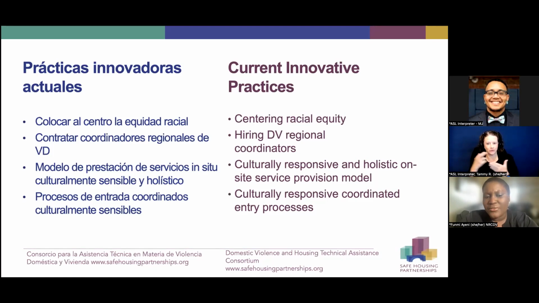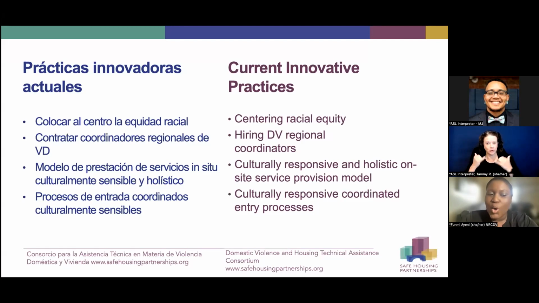And some evidence from the Los Angeles Domestic Violence Regional Coordinator Pilot Program conducted in 2016 showed that hiring domestic violence regional coordinators to work across systems actually facilitated cross-sector collaborations. And that led to improvements in the trauma-informed practices of housing and coordinated entry services providers, which is a significant finding. Now, beyond systems change, we also identified several housing innovations that are currently implemented by our community partners.